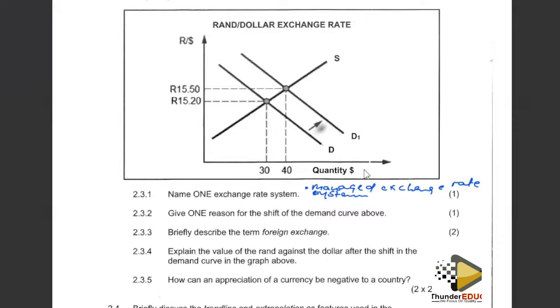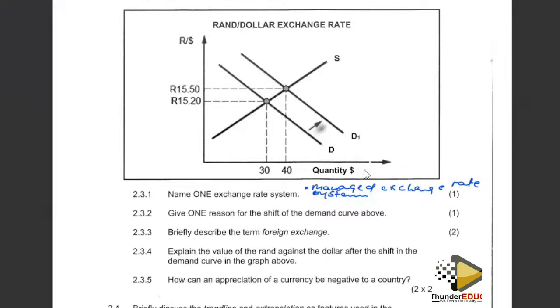The next question reads as follows: 2.3.2. Give one reason for the shift of the demand curve above. The demand curve can shift because there is an increase in payments for imports of goods from the United States of America. Also, it can shift because there is an increase in payments for services from the United States of America. Also, you can say that there is increased spending of South African tourists in the United States of America. And also, we can say that South Africans buying shares in the United States of America actually increased. Okay, right.